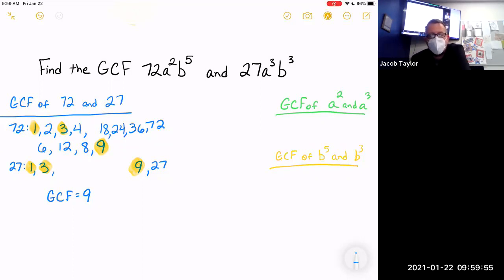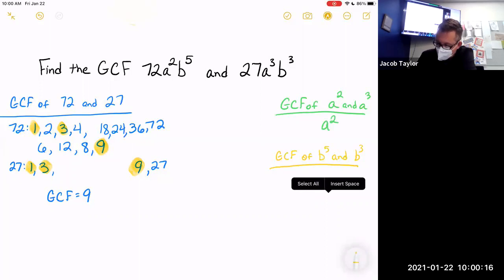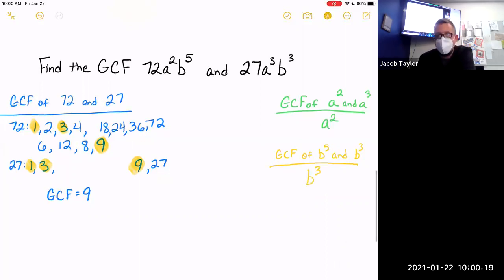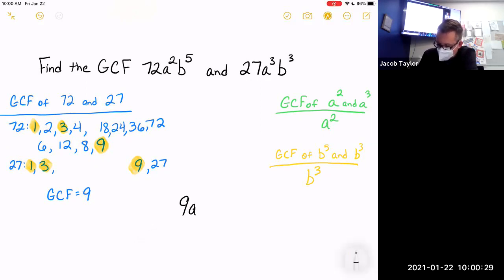Right. So 9 is the greatest common factor. And it looks like Mr. Pascal already did the variables for us just because those are so simple. A squared and a cubed, you go with the smallest exponent. The smallest exponent there is 2, so that'd be a squared. And then same thing for our b's, b to the 5th and b cubed. The greatest common factor is b cubed, smallest exponent. So we now have 9, a squared, and b cubed. So 9a squared b cubed is the greatest common factor.